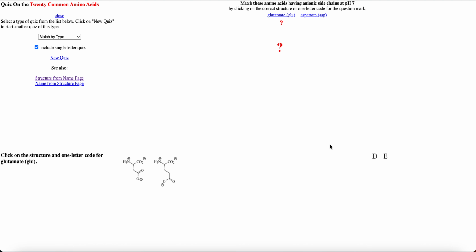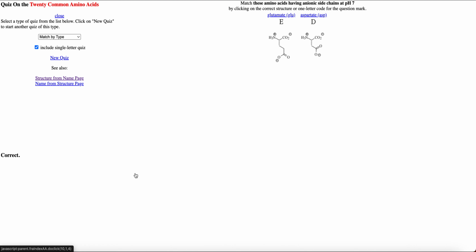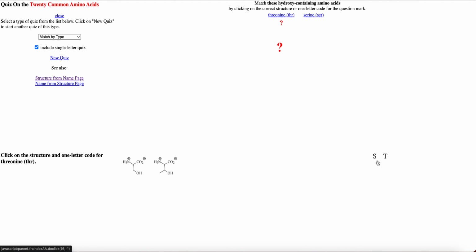Okay, another structure, glutamate. It's not acid, so I think it's A. And the glutamate is longer, aspartate D, and it's shorter. Threonine T, and threonine has one OH and one CH3, so I think this. And serine is S, and it contains this group. Okay, phenylalanine F, because we said the pronunciation, and it contains one aromatic structure. Tyrosine Y, because of pronunciation and it contains an aromatic structure.